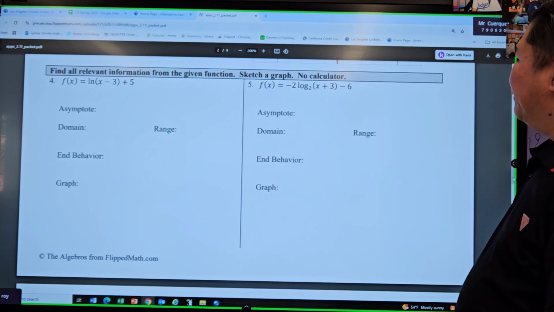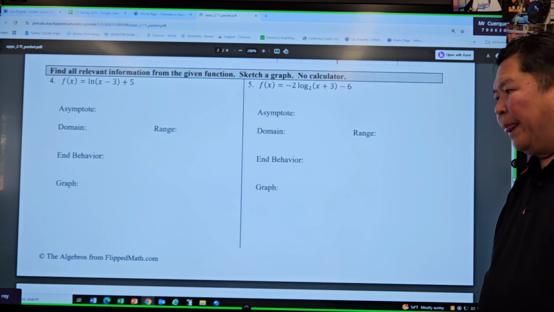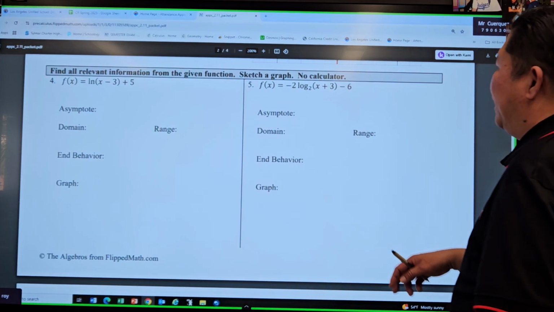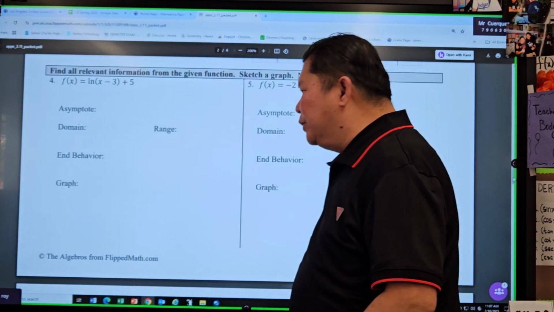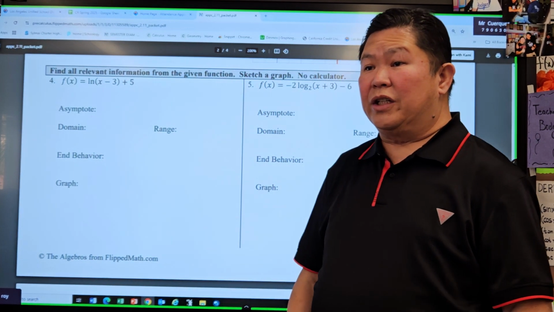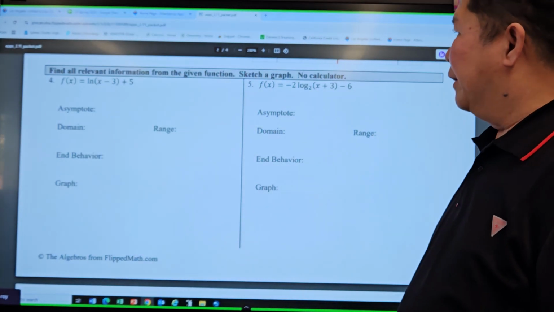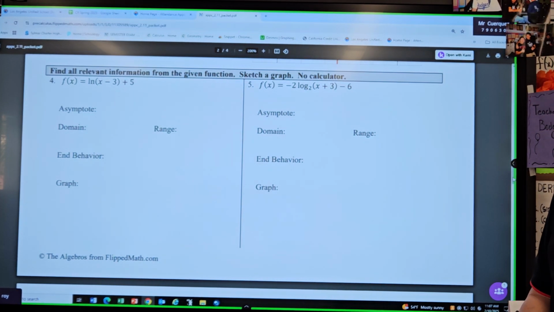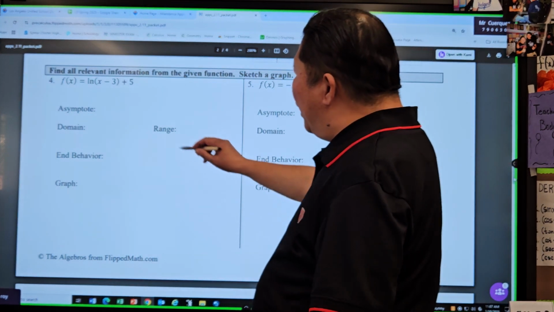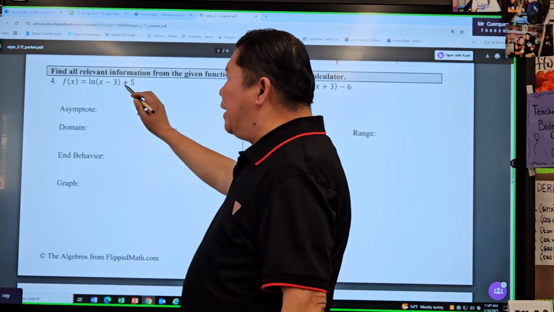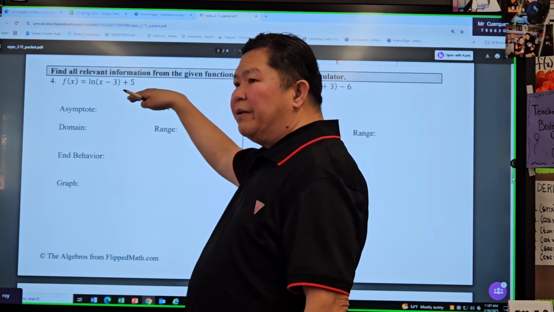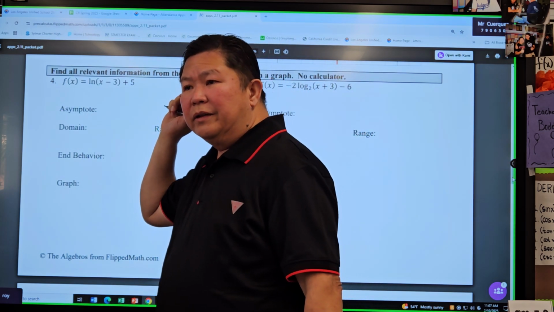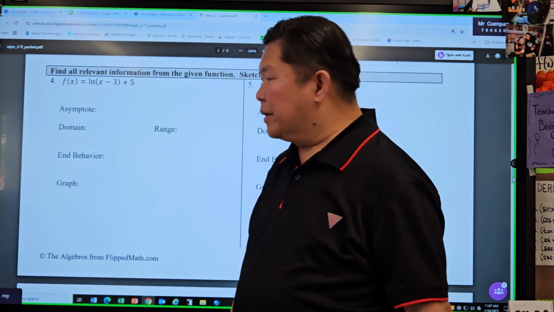Okay, for number 4, 5, 6, 7, it says find all relevant information from the given function. Sketch a graph, and we don't have to use a calculator. All you have to do is just sketch the graph. From this one, natural logarithm of x minus 3 plus 5, the shift is to the left or right? To the right, right? So right.